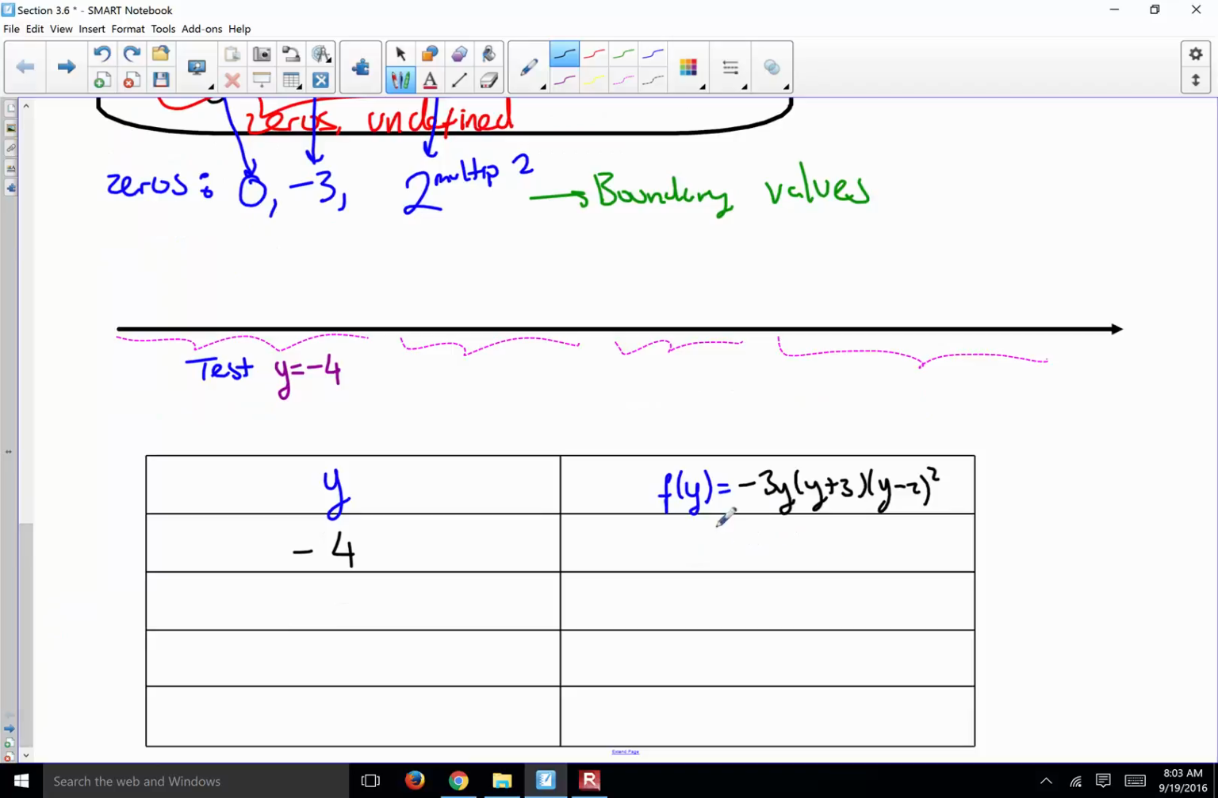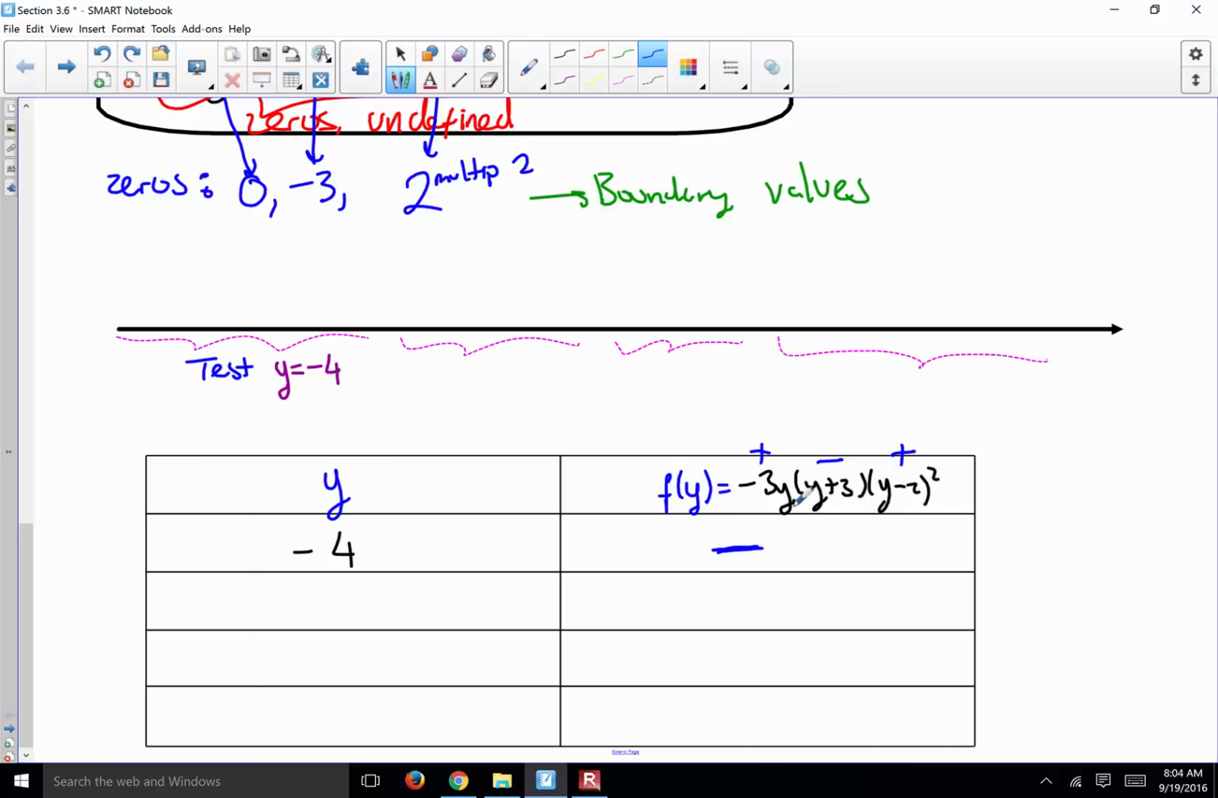You don't have to compute entirely the number. Look, I just do it in my head. If I put minus 4 here and take away minus 2, when I square it, what kind of number is it? It's a positive number. Negative 4 plus 3 is a negative number. Negative 3 times negative 4 is a positive number. What happens if you multiply plus, minus, and plus? Plus, minus, plus is a negative number.